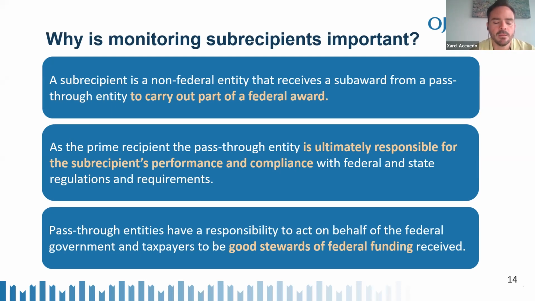Okay. Second statement says that as a prime recipient, the pass-through entity is ultimately responsible for the subrecipient's performance and compliance with federal and state regulations and requirements. So they're going to be your partners, but ultimately the responsibility falls upon you, on what they do and that they actually comply with federal requirements. And then the third and last part says that pass-through entities have a responsibility to act on behalf of the federal government and taxpayers to be good stewards of federal funding received.